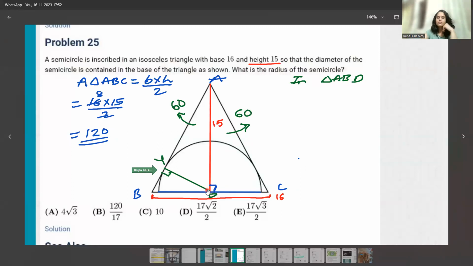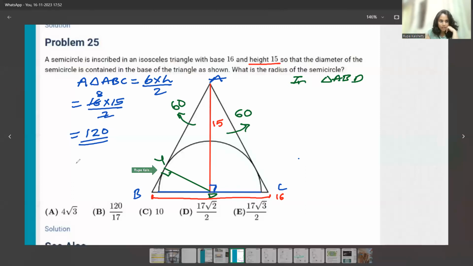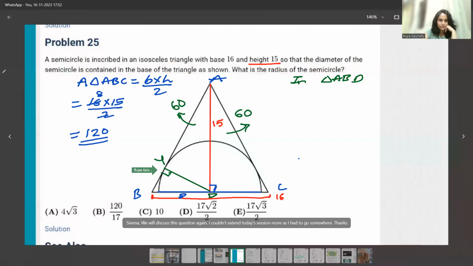Yes or no? Yeah. And before that, let's say that your base is 16, so your BD is going to be half of that. So this part is going to be 8, which is the length of BD. And we know the height already here, okay? We know the base half is this 8.